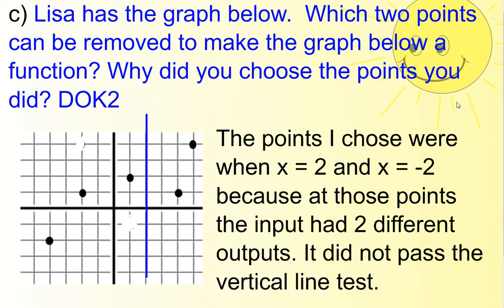There we go. Some movie magic just happened. So I edited my response. I like this better. So the points I chose were when x equals 2 and when x equals -2, because at those points the input had 2 different outputs. It did not pass the vertical line test. There we go. I'm not going to accept substandard work, neither should you. So now I like my sentence, and that's the reason why those points did not work.